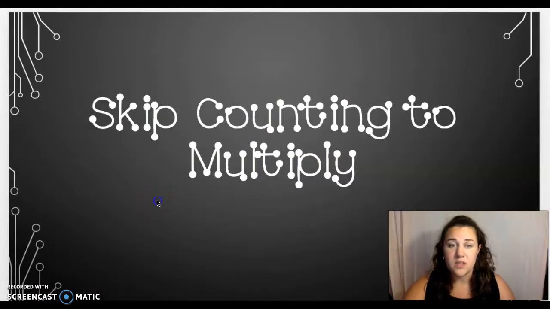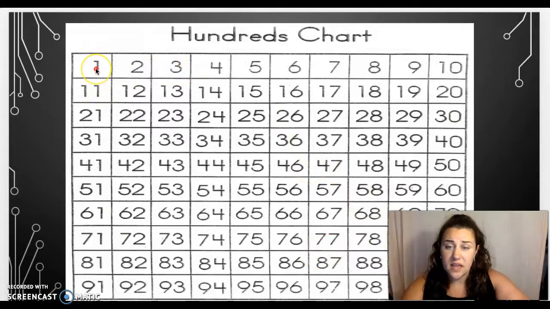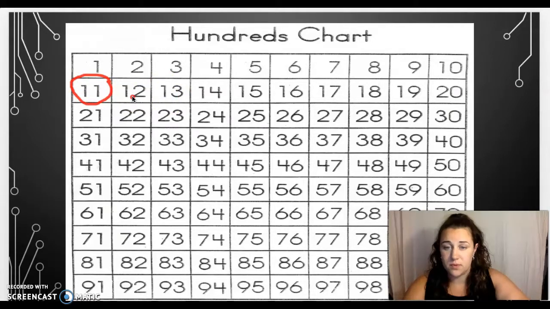So let's get started. Skip counting to multiply. So remember we have our hundreds chart here, and the same thing, friends, I just have to count. So this week we're learning about the 11 times table. In this case, I'm going to count to 11, or I could always just start with that number. Whatever number we're skip counting by, that's the number we start with. So I find my 11, here it is, and now I count on to find my next multiple.